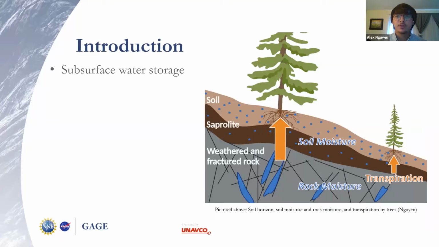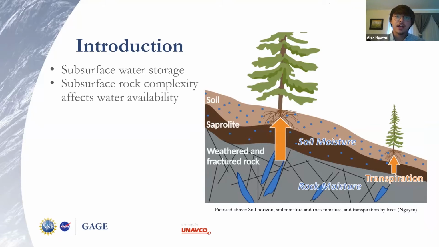So trees draw water from subsurface storage, whether that be from soil moisture or rock moisture, which is moisture stored in the fractured bedrock. This subsurface water storage is crucial for tree growth. With a warming climate where more frequent and extreme droughts have become increasingly prevalent, it's more important to understand how and at what rate water is being used by trees and where that water is being stored and coming from. And we don't fully understand how these mechanisms occur in semi-arid forests. And similarly, we don't understand how subsurface rock complexity affects water availability.